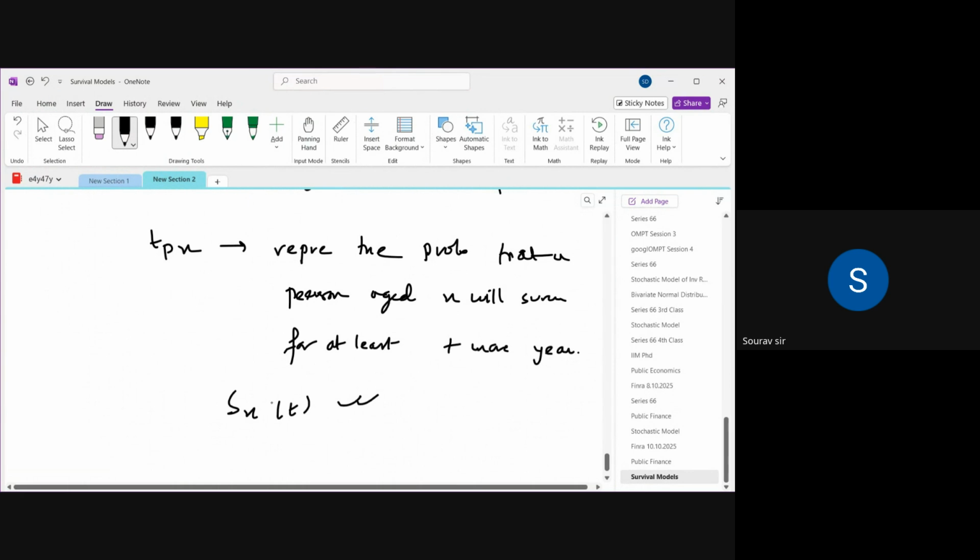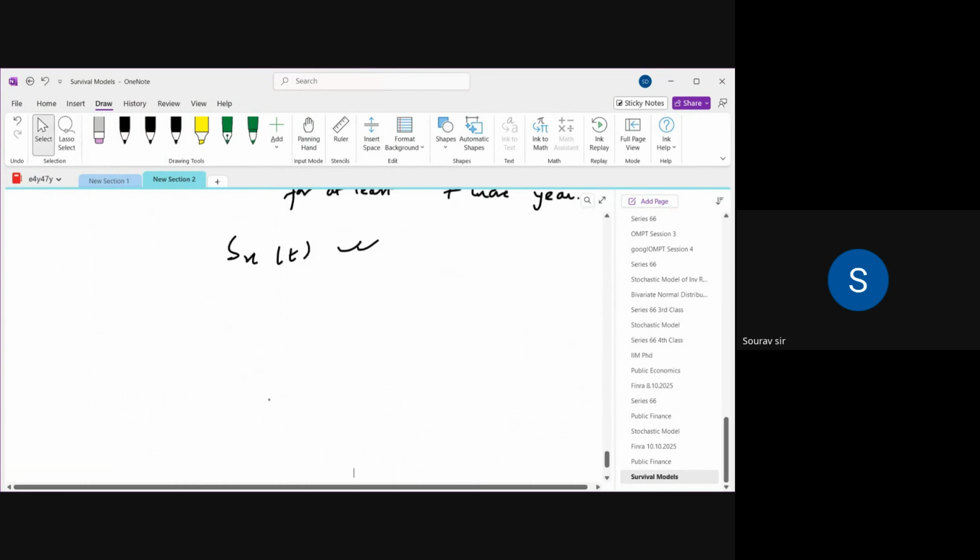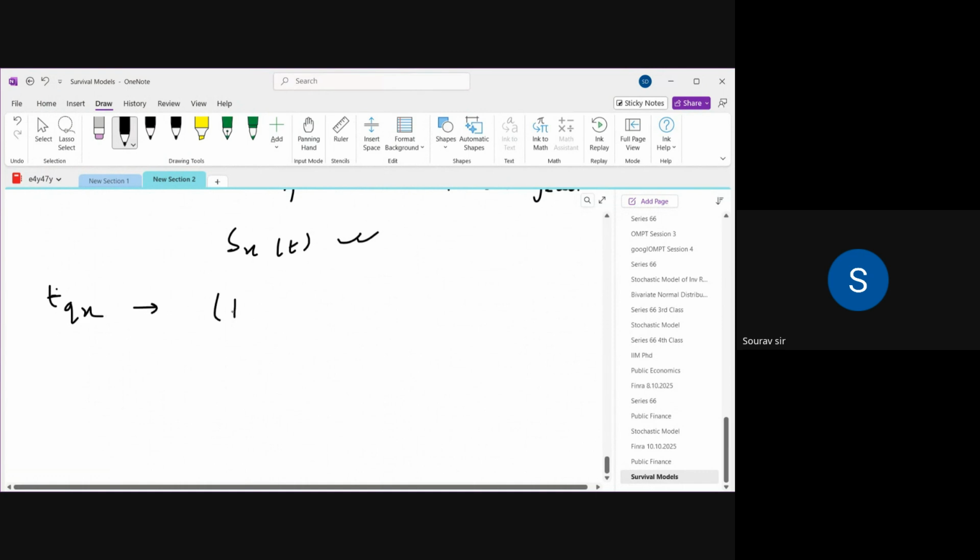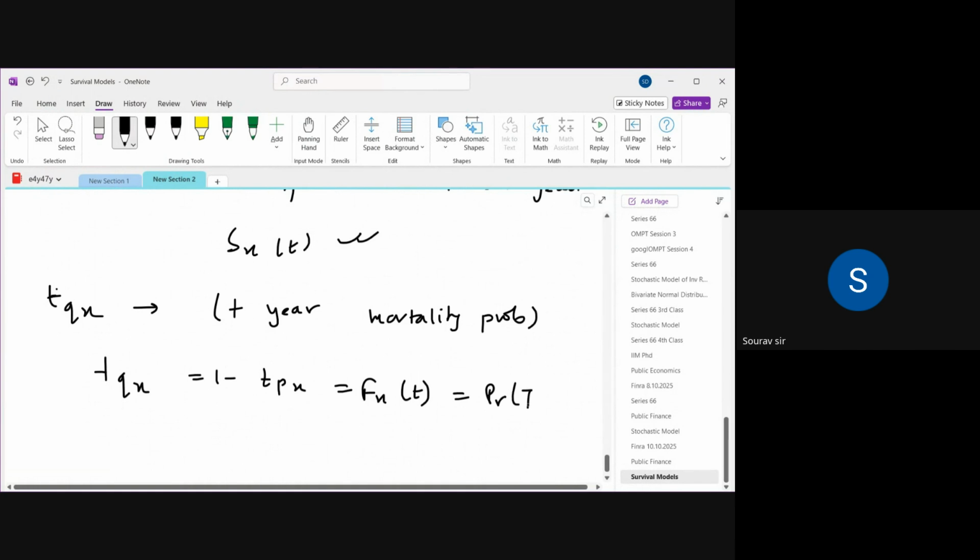So if I define tqx, it's the t-year mortality probability. So tqx is 1 minus tpx. So that is Fx of t. So that is Pr(Tx less than or equal to t). Okay, so this denotes the probability that a person aged x will die within the next t years. Okay.